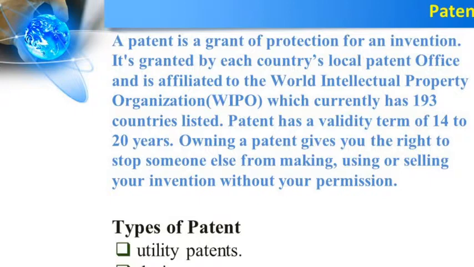What is protected in utility patent? These patents protect inventions, processes, machines, manufactured items, or compositions of matter. Examples of utility patent are iPod, chemical fertilizers, medicines, process of manipulating genetic traits in mice. These are some of the examples.